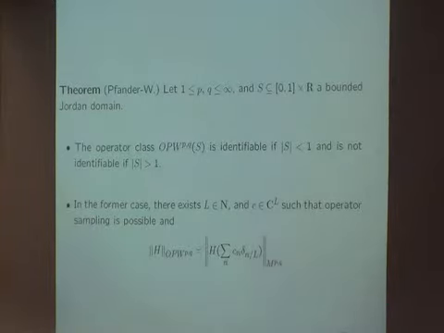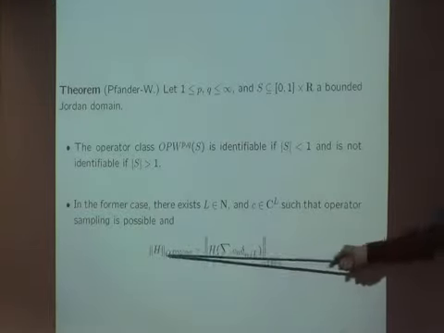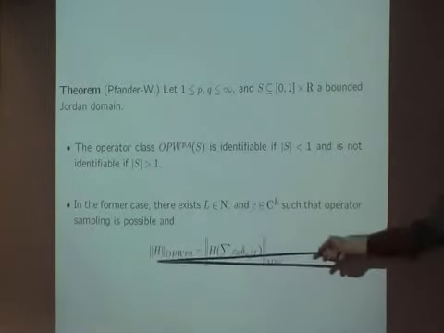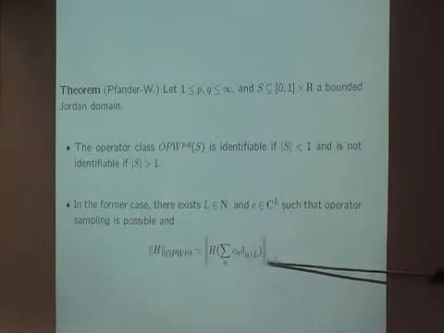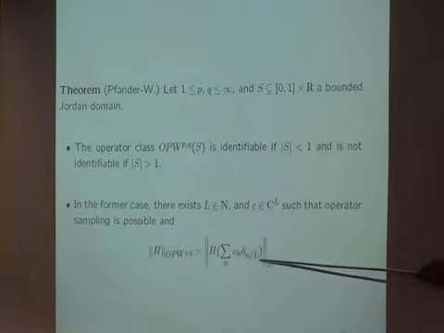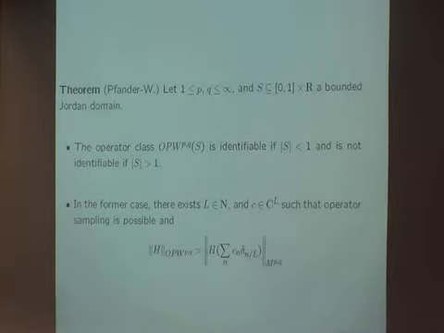Then the operator class OPW PQ of S is identifiable if the size of S is strictly less than 1, and not identifiable if it is larger than 1. In this case, we have this norm equivalence: the operator Paley-Wiener norm of H is equivalent to the MPQ norm of this output. Of course, the C and the L must be chosen depending on the support. But certainly the identifier exists.